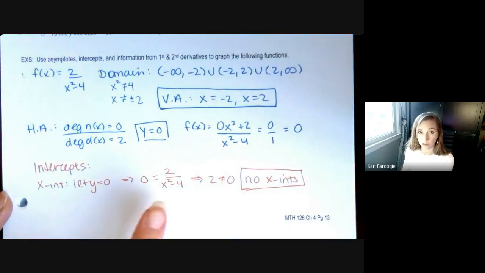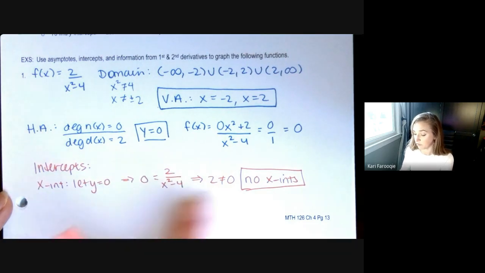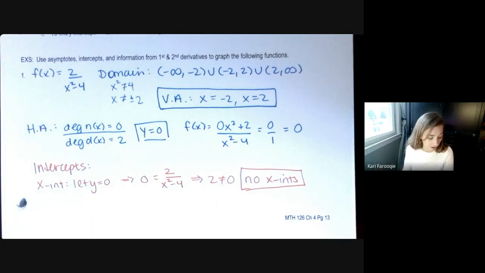And again, if you weren't sure about that, you could always multiply both sides by the denominator, and then you'd still end up with 0 equals 2. Well, 0 is not equal to 2. So it can't happen. It's not going to be the case. We don't have any x-intercepts, and actually that's kind of a bummer. When you get this conclusion of no x-intercepts, it's like, oh, okay, fine.